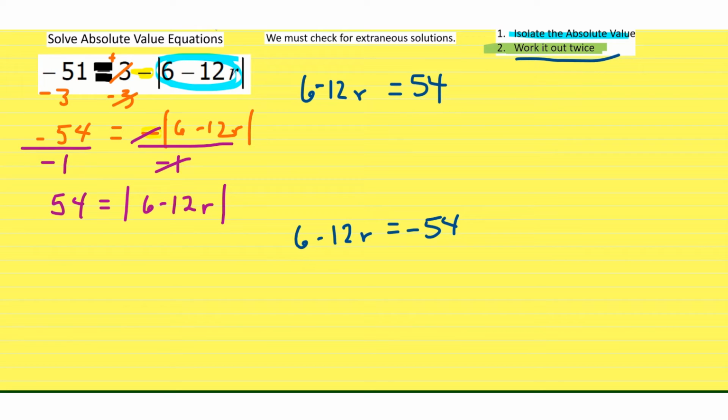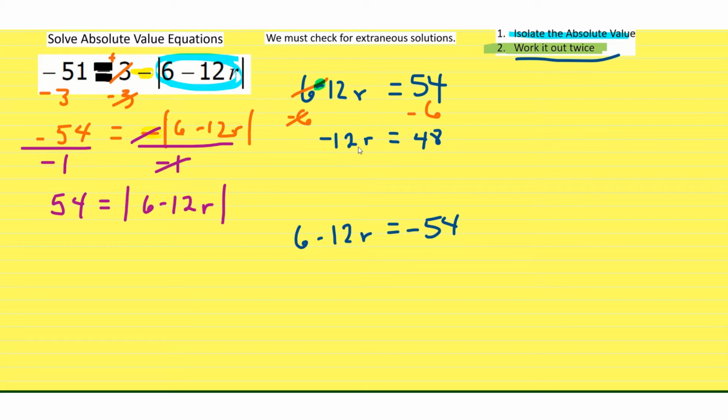Okay, so at this point, I just use my simple order of operations rules to solve for the r. So I'm going to do minus 6 on both sides. Minus 6, minus 6. That way these two 6's cancel out. But like I said, I've got this little minus sign in front of that 12. So don't forget that minus sign. So it's still negative 12r. And that's going to be equal to 54 minus 6, which I think is going to be 48.